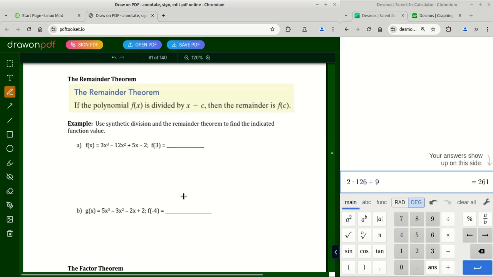Okay, remainder theorem. So they're going to go blah, blah, blah, synthetic division. Hold up. f of x, f of 3. What do they want? What do I do? x equals 3. I'm plugging it in. I'm going to write that down. Plug it in. I'm putting a 3 wherever there was an x.